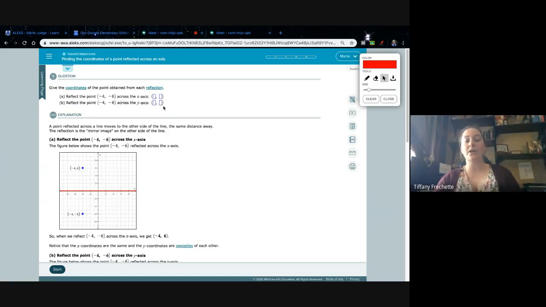So this is us starting to build the rules for reflection, because we don't always need to see the graph in order to do this. Now, is it a little easier sometimes to see the graph? Yes, but there is actually a rule for this. So this is the beginning of building that rule.